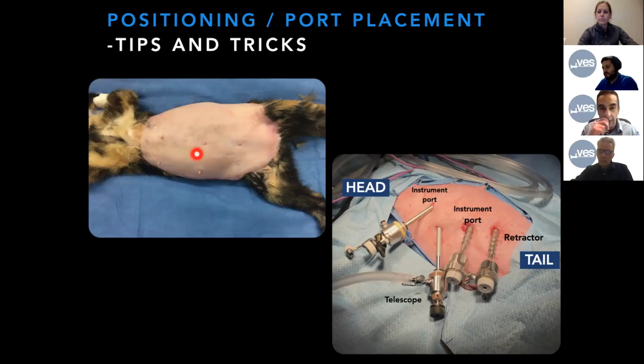Maybe I'm just old fashioned, but I prefer, if there's a conversion, and you will expect a higher conversion rate in cats most definitely, to go in through ventral midline. And then, looking at port placement, the telescope port was, just as Phil mentioned, a few centimeters lateral from the umbilicus, so that you can get that angulation onto the adrenal. That's a tip from Phil, from Gilles, and I think it's a good one. And then for the other ports, I'm a big fan of the fourth port for a retractor.